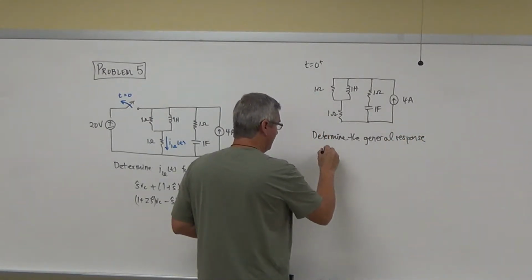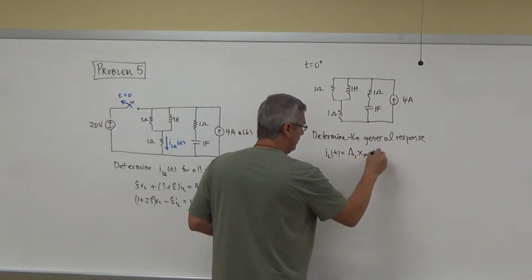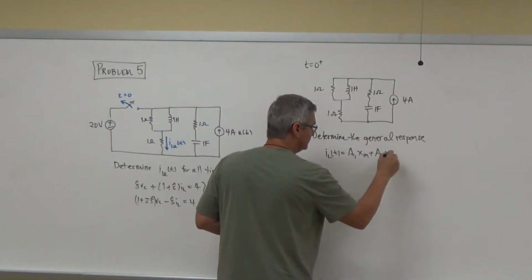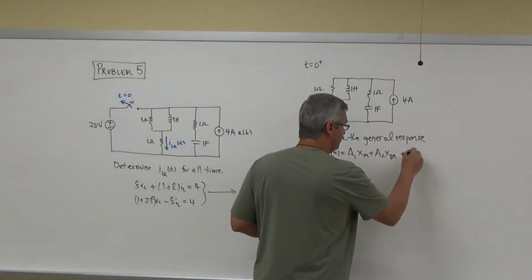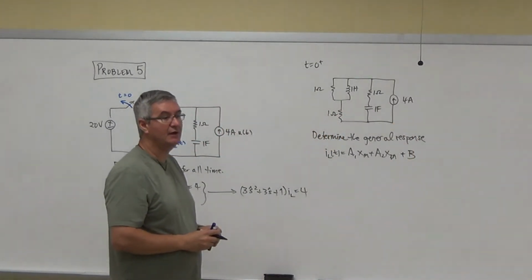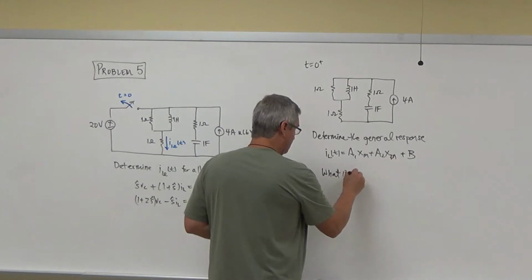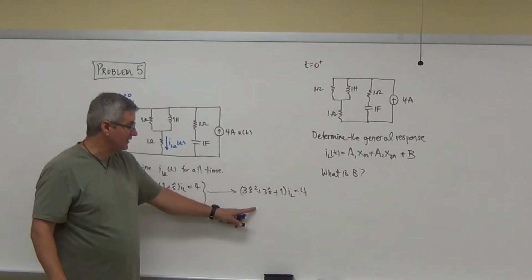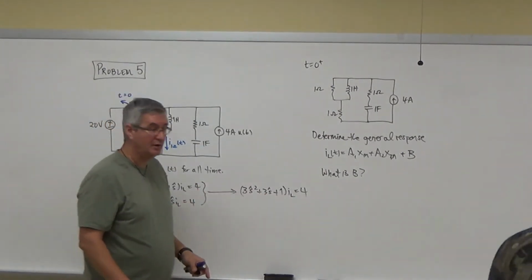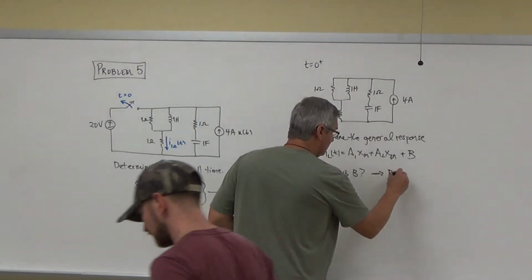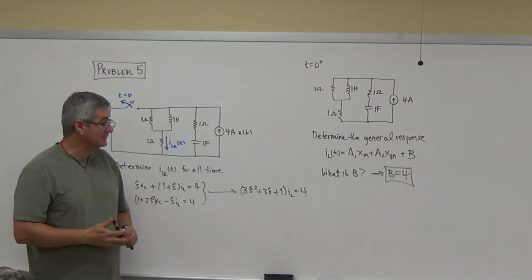If I look at that general response for the inductor, I'm going to have some natural response, which I don't know what it is yet because I have to solve the characteristic equation, but I have this B constant because I have a source. Let's calculate the forced response. What is B? I have to look at that circuit. At steady state, that's 0, that's 0. So I get B equals 4. This immediately tells me that B must be 4. That's a nice equation that tells you that. Okay, so now I have B.